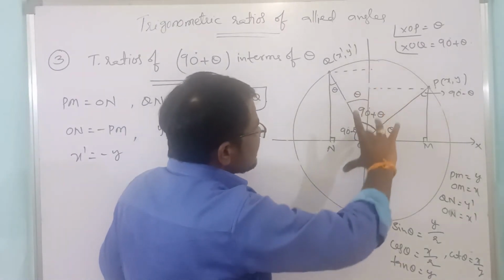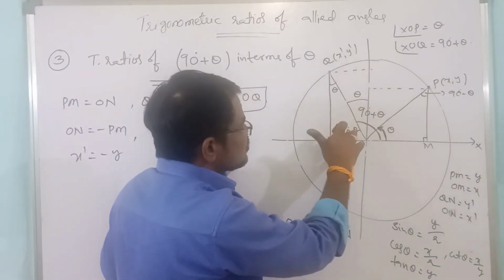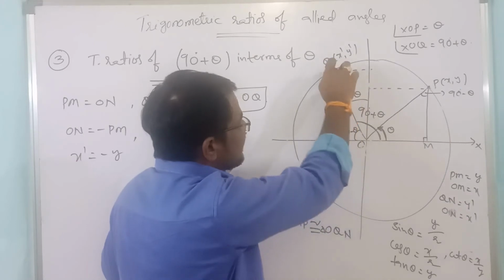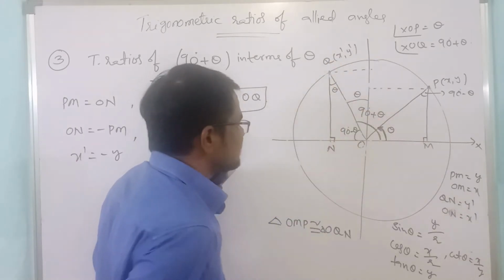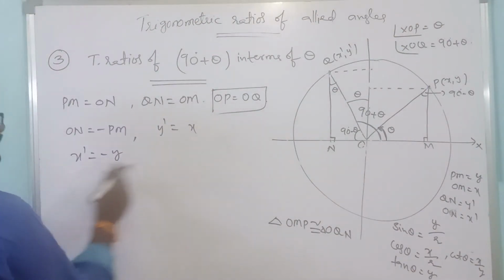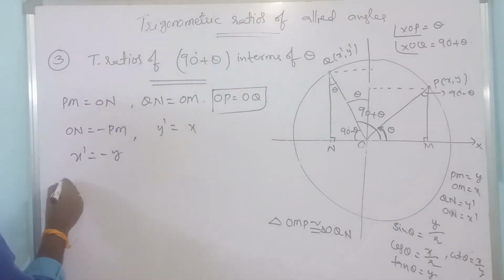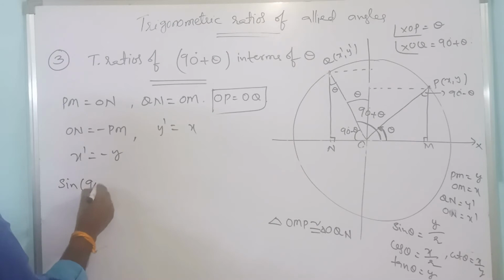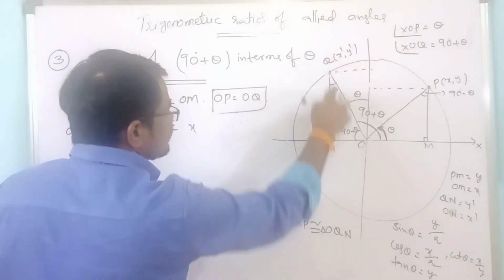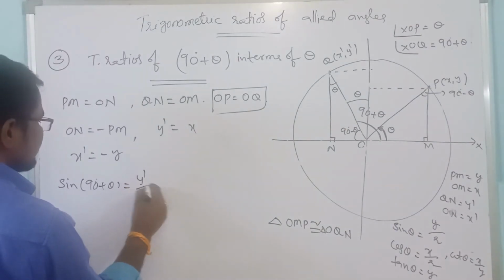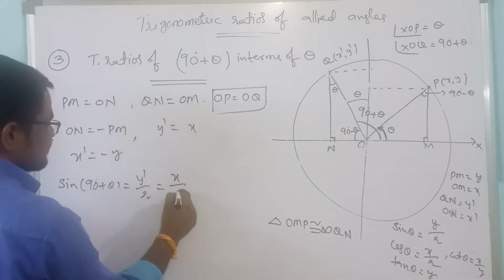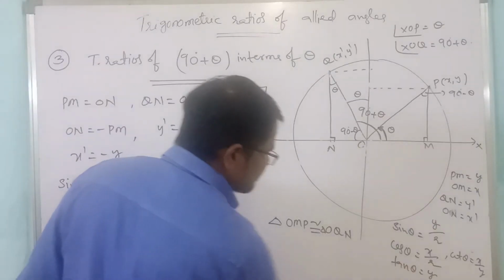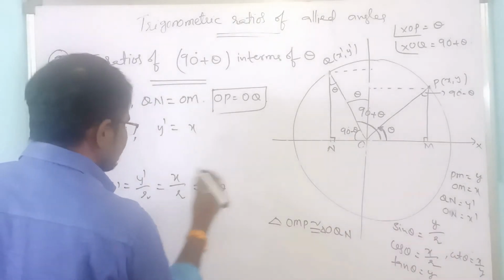But this length is equal to what? This length. So that's why for this angle you can treat this as opposite side, this is adjacent side, this is what? Hypotenuse, right? Now from triangle this one, sine of 90 plus theta equal to what? So opposite side, QN means Y dash divided by radius. But Y dash is X by R. But from this one X by R is cos theta.